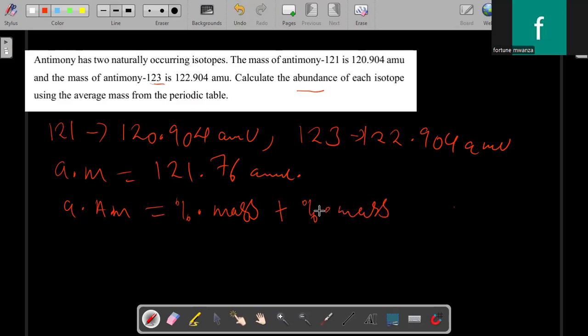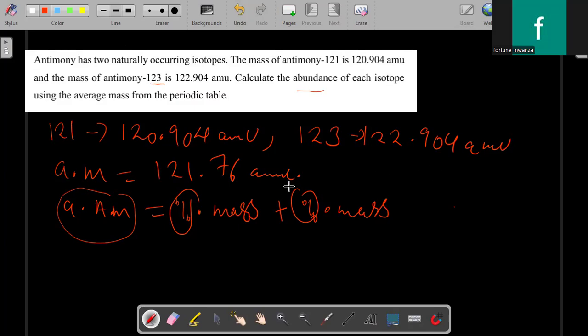Now here we are looking for these percentage abundances, and we've been given the average atomic mass number from the periodic table. So how are we going to get those percentage abundances? Since we have two isotopes, we want to get the ratios. My ratio should not be more than one, so say I have a ratio of one, and the other should be less than one.